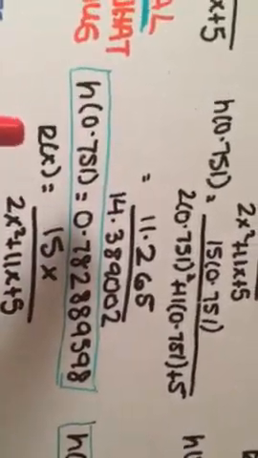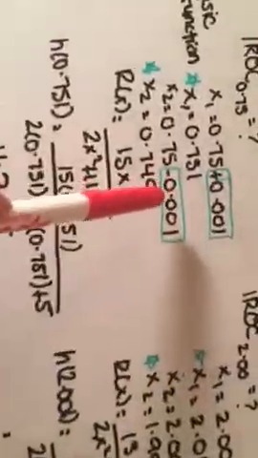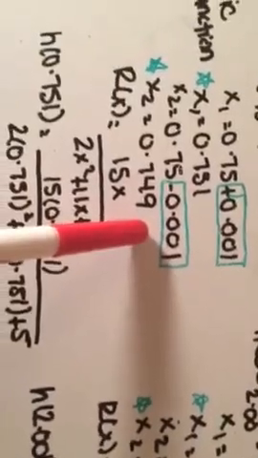We're going to just repeat the same thing of what we just did. So again, we have a revenue function, and this time we're going to plug in our second x value, 0.749.